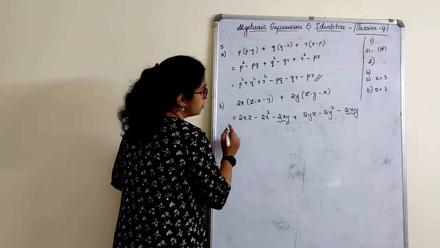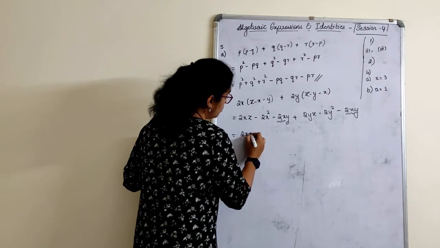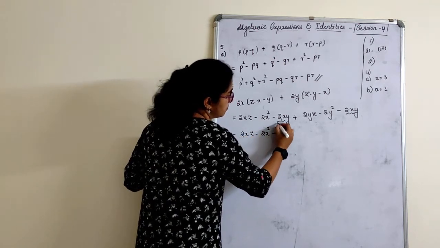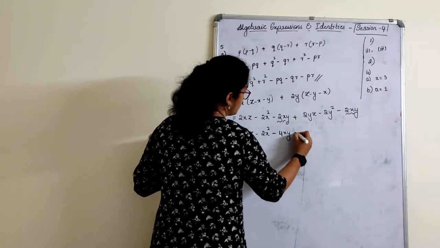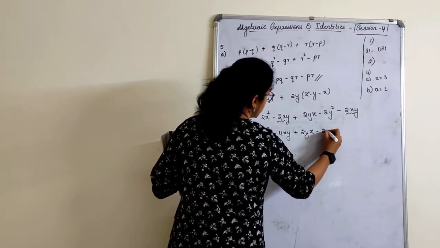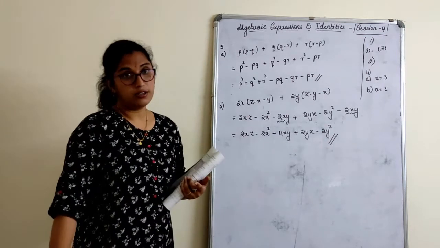So write off with that particular thing. 2xz minus 2x square minus 2 minus 4xy plus 2yz minus 2y square is your answer.